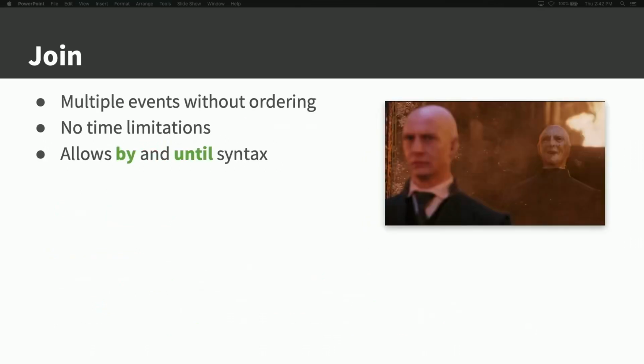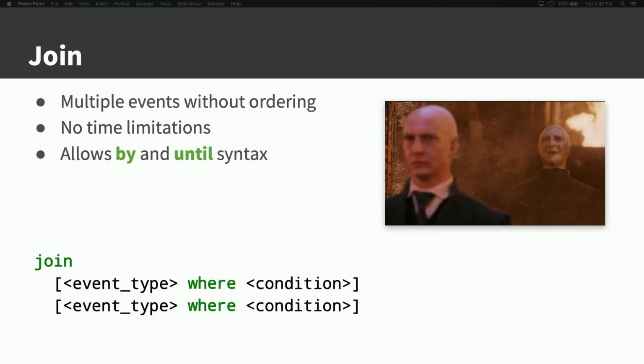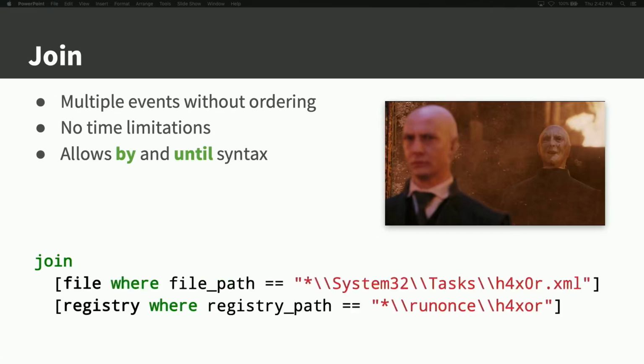And speaking of, there's also joins. Sometimes you don't always know the order things happen, but you know that they're going to exist. So you could say, I'm just looking for a pair of things, or maybe 5 events that look a certain way and have things in common. So this is that query. It looks similar to the sequence, but a little simpler. One example is looking for a file event that created a task, and then a registry event creating a run once key. So this would match only if both of those are met.